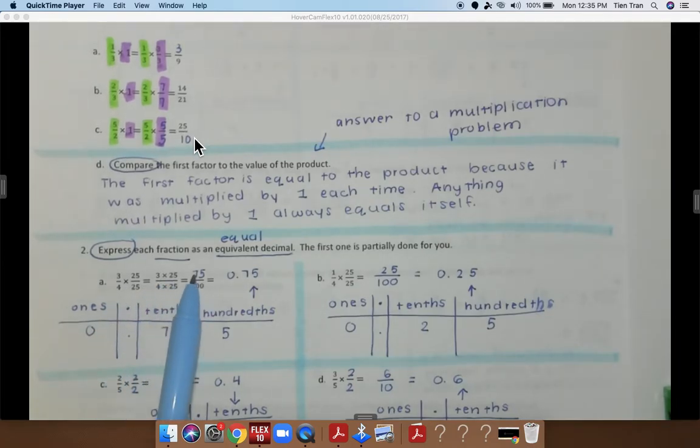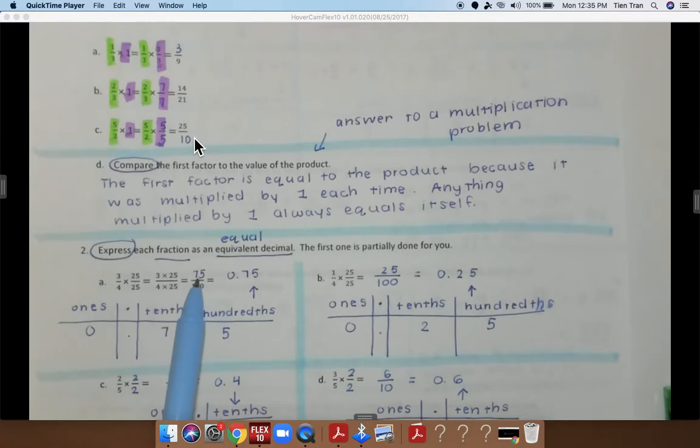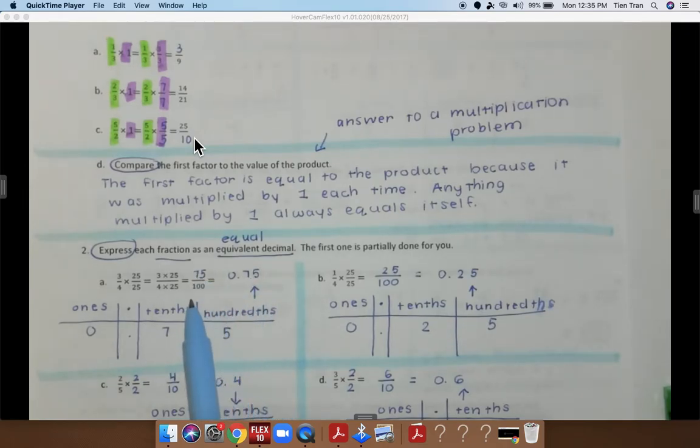3 times 25 is 75. Think about quarters. If you have 3 quarters, that's equal to 75 cents. That's where I'm getting 75 from. Now, 75 hundredths. That means that your 5 needs to be in the hundredths place. So everything else is going to follow after that. So 5 is in the hundredths, then that means 7 is in the tenths, your decimal, and your ones. So you get 0.75 or 75 hundredths, exactly like how it's said.